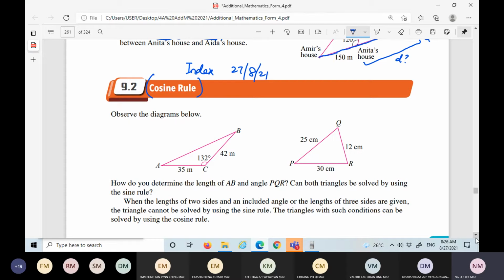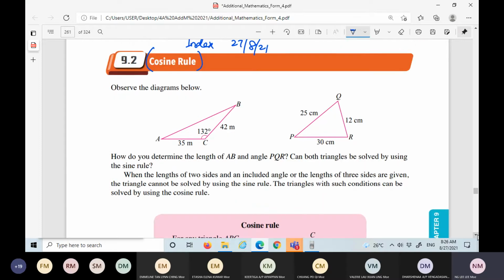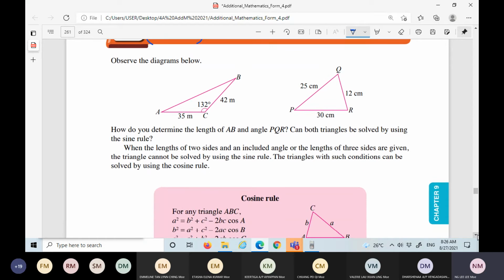Actually, I think cosine rule will not be so complicated compared to sine rule, because with sine rule, like just now, it can be an acute angle or an obtuse angle, and sine rule also has the ambiguous case. But cosine rule doesn't have all these things, so cosine rule is very fast. Clear? Yeah. Okay, we look at this diagram.